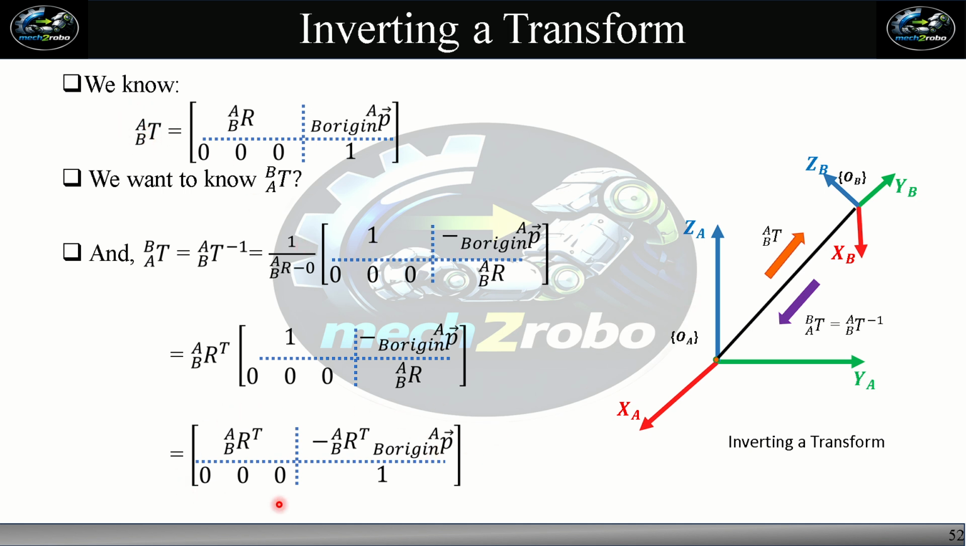Means this is the matrix which defines the transformation of frame A with respect to B, and this description represents the transformation of B with respect to A, and this opposite direction represents the transformation of this frame A with respect to B.